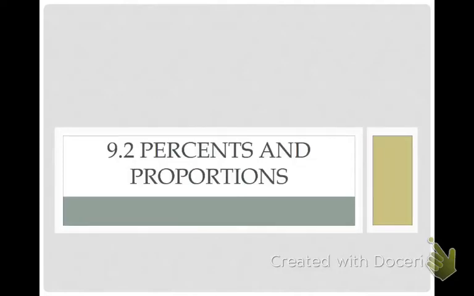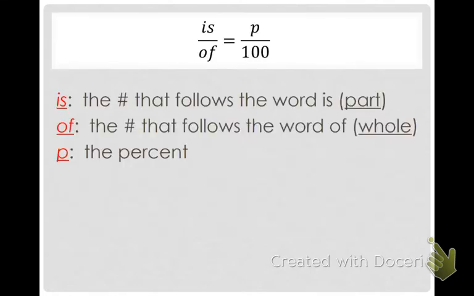Today we're going to be talking about 9.2 percents and proportions. This is a formula we're going to use a lot today, so I want you to go ahead and write this down. Is over of equals P over 100. The is is the number that follows the word is, and it's going to be the part of the fraction. The of is the number that follows the word of, and it's going to be the whole part of the fraction. And then the P is the percent.